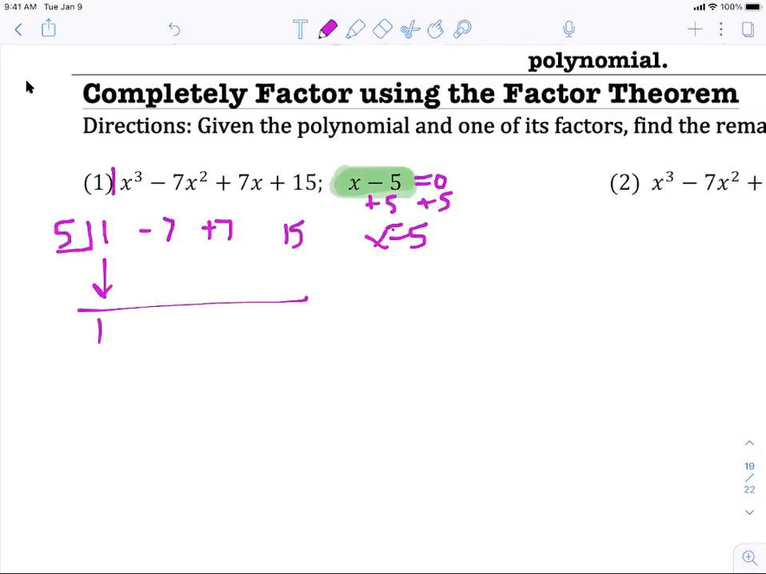So obviously 1 times 5 ends up being 5. And then we add down, which -7 plus 5 ends up being a -2. And then we repeat. 5 times -2 ends up being -10. 7 plus -10 ends up being -3. And 5 times -3 ends up being -15. Add down, we get 0.